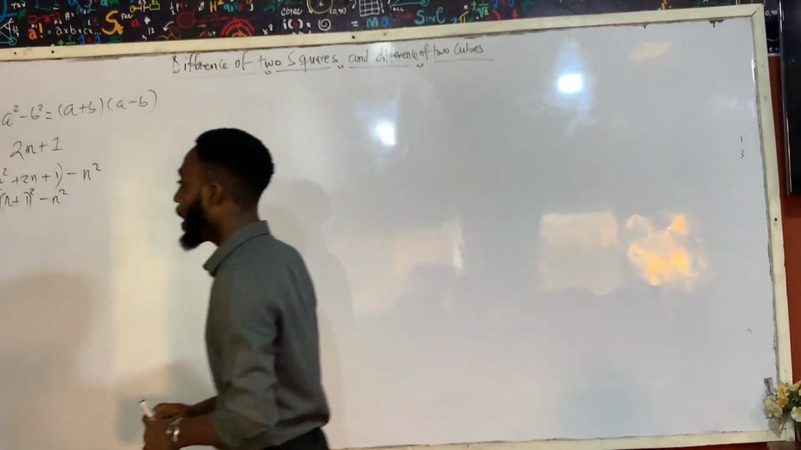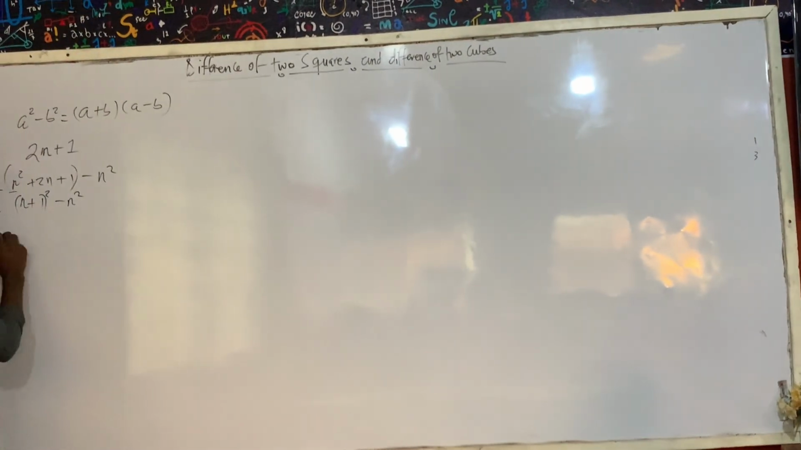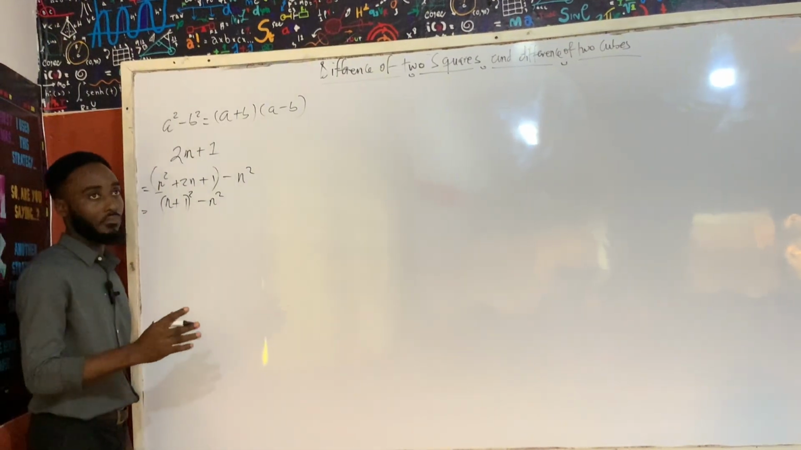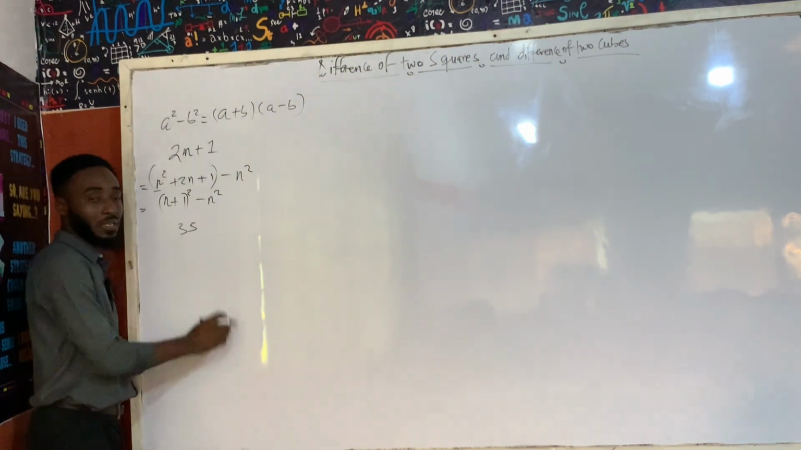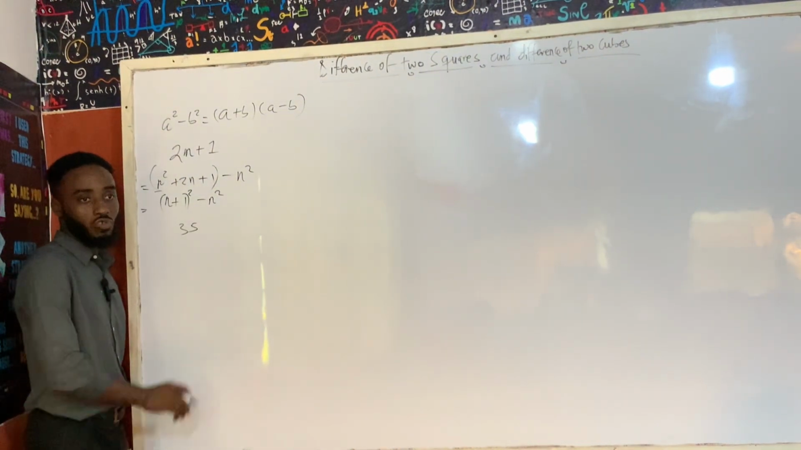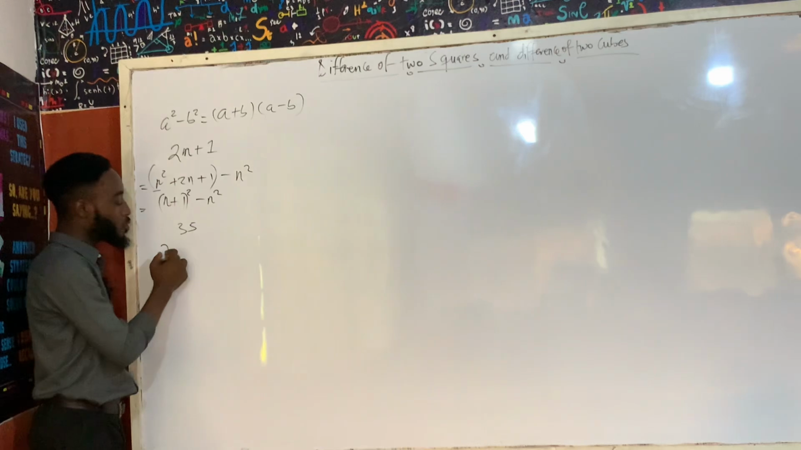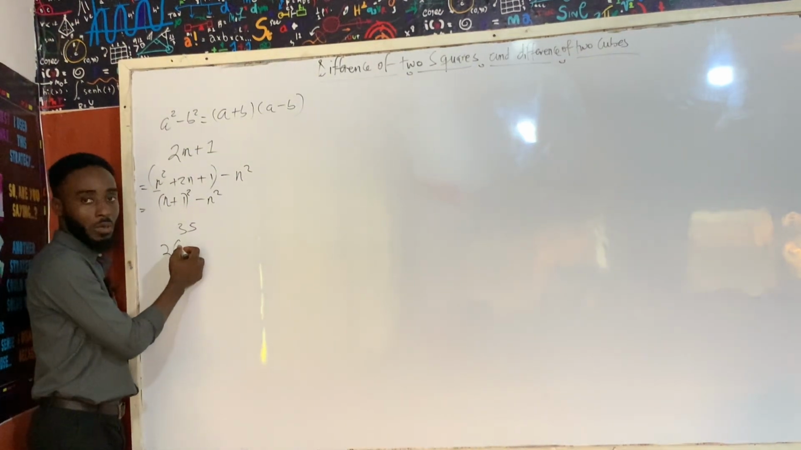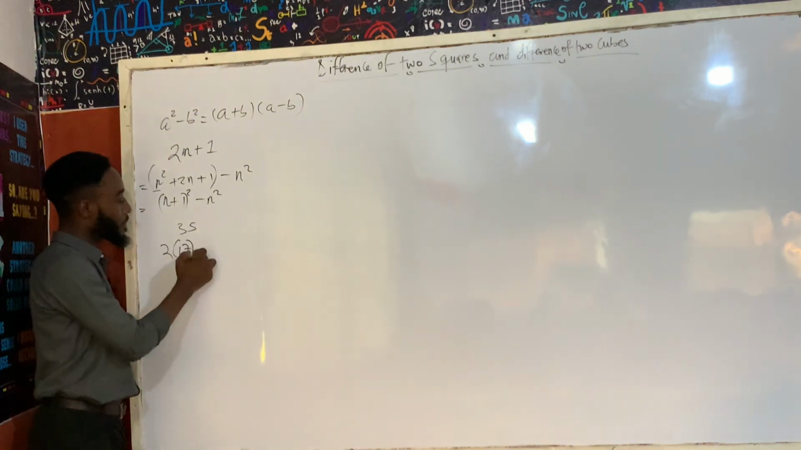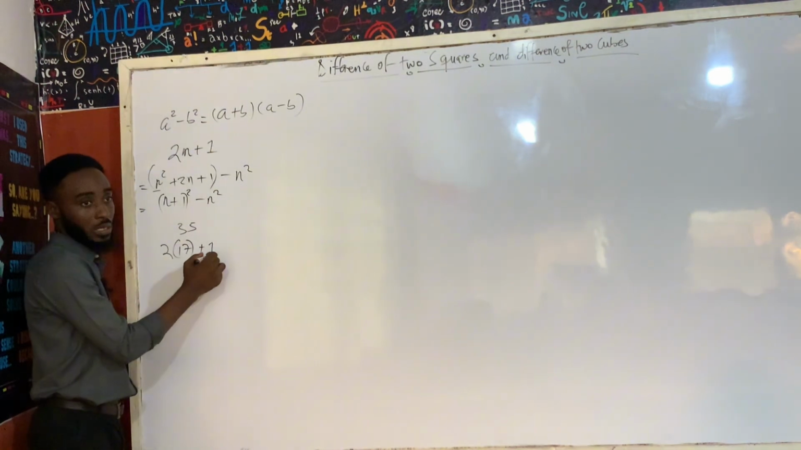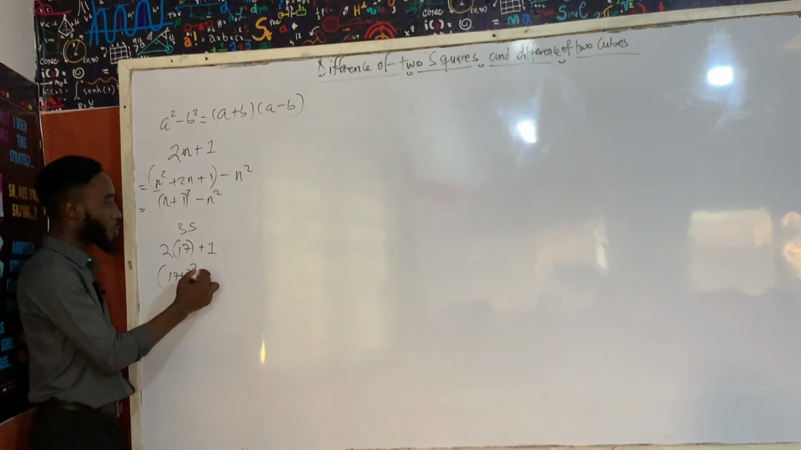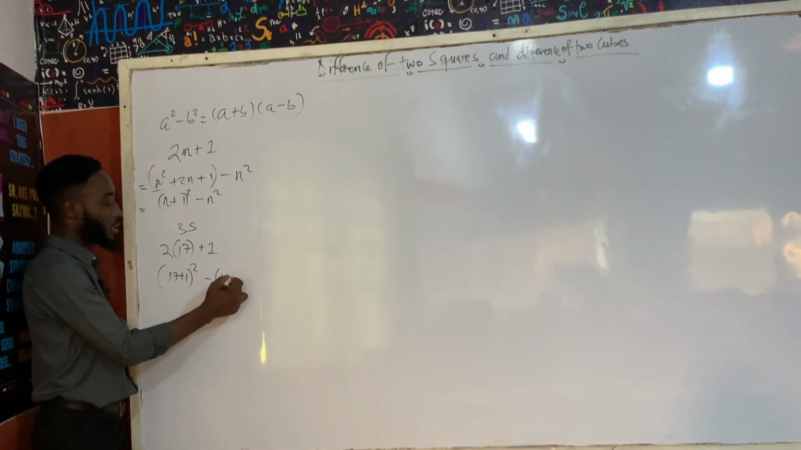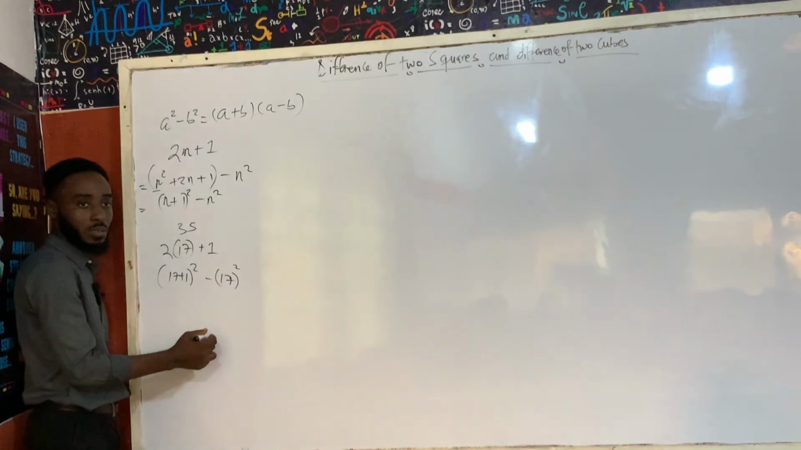Let's try it and see. If I want to write a number like 35 as a difference of two squares, what would you do? Try and put this in this form. We have 2 into brackets, what? 17 plus 1. So if I'm bringing it to this form, that would be 17 plus 1 all squared minus 17 squared. Do you get that?